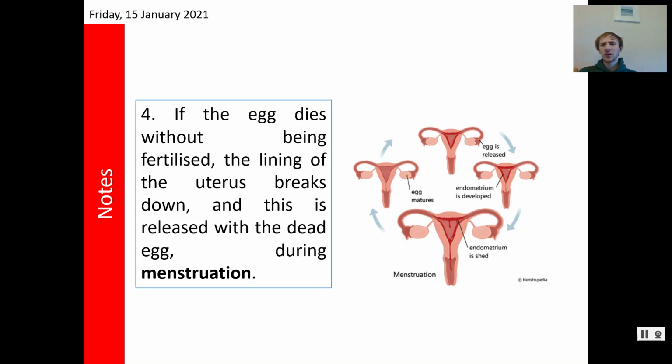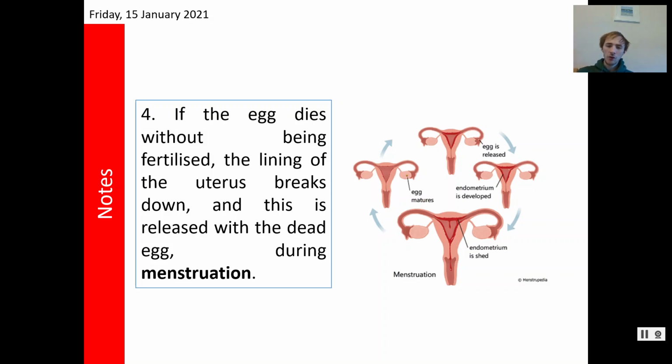If the egg is fertilized, that's fine. The egg continues to grow. What happens is that the cervix gets plugged up with mucus. It's impossible for bacteria to get in. The baby will grow there for 9 months and be born, that's fine. The woman won't have a period, won't have menstruation happening during the time she's pregnant.